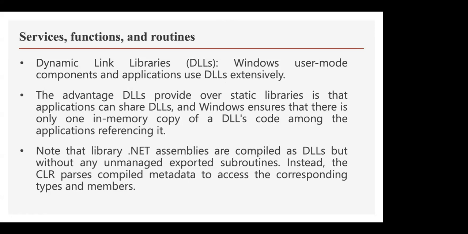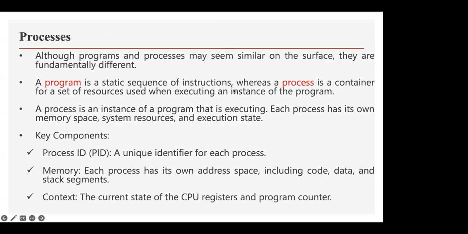In terms of .NET, assemblies are always compiled as dynamic link libraries, but without any unmanaged exported subroutines. Instead, the CLR uses compiled metadata to access the corresponding types and members. So it's important that you also know this.